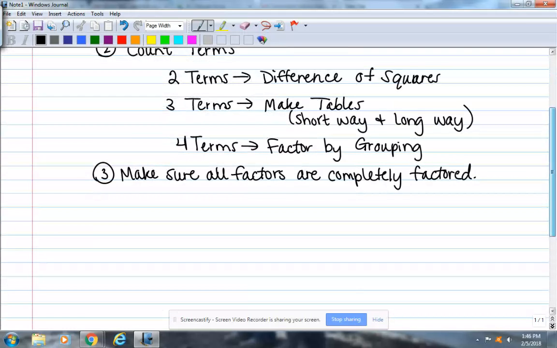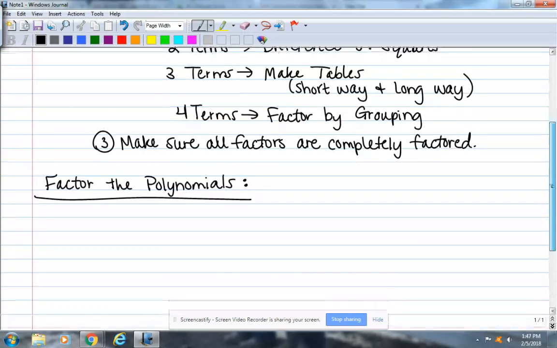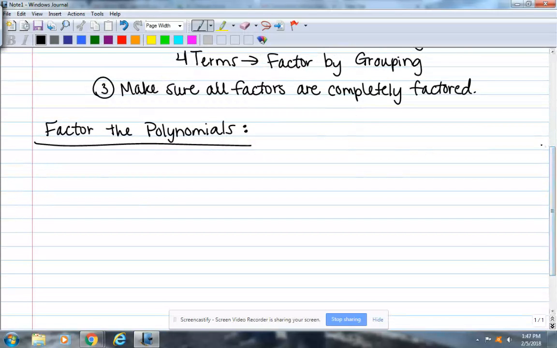All right. So today we're just factoring polynomials. And we're going to use that to help us solve equations tomorrow. So we're just practicing factoring today. So everything we're doing today is something you already did in Algebra 1. I promise you.